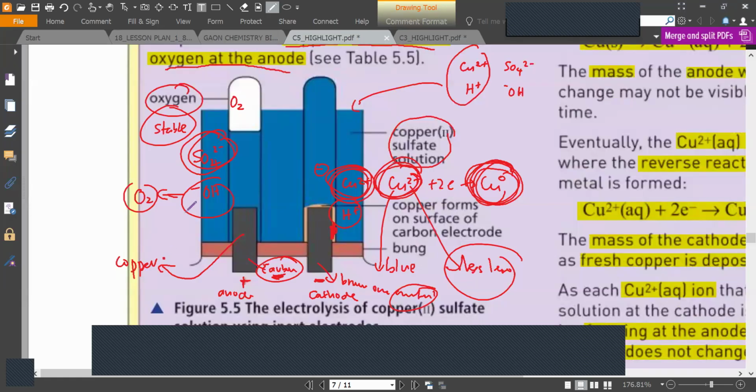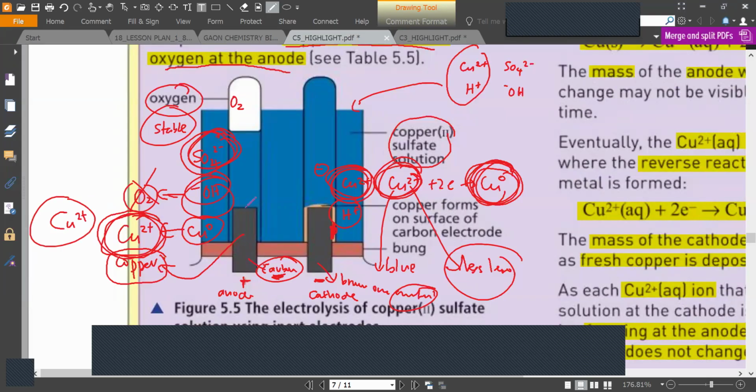If we change to copper, now we have three choices: sulfate, hydroxide, and copper metal. In this case, the copper is the one that will react, so it will form copper 2 plus here. You can see how complicated it is. A lot of small details you need to remember. If you change to copper electrode, it will happen like this. So it will form copper 2 plus here.